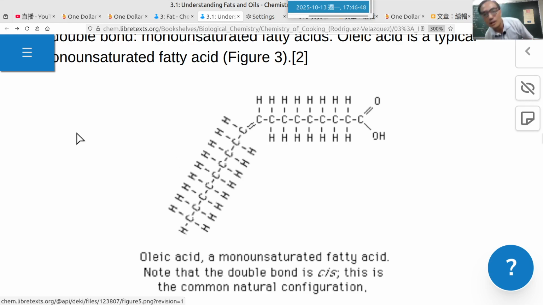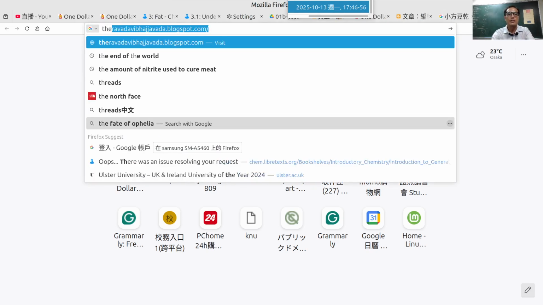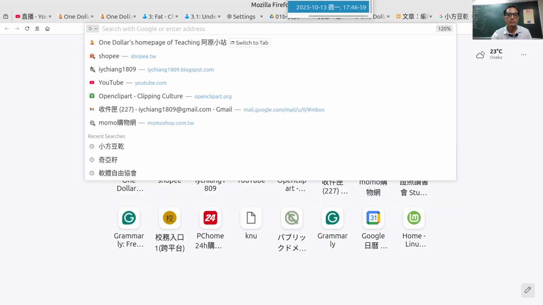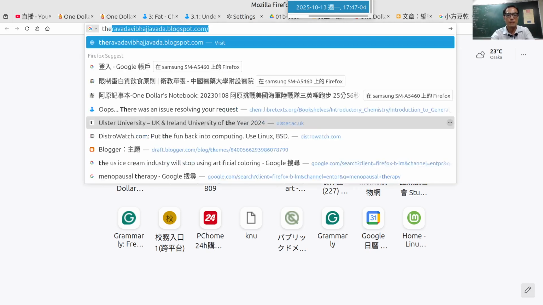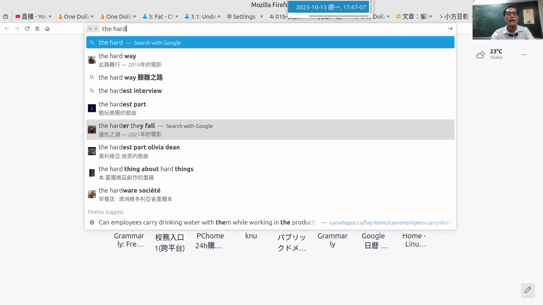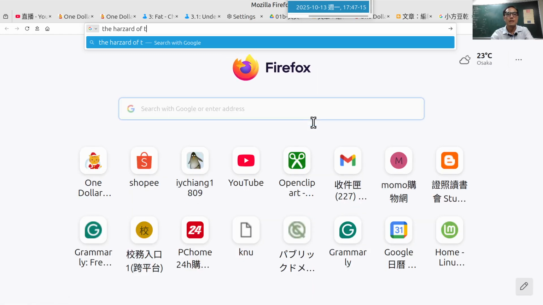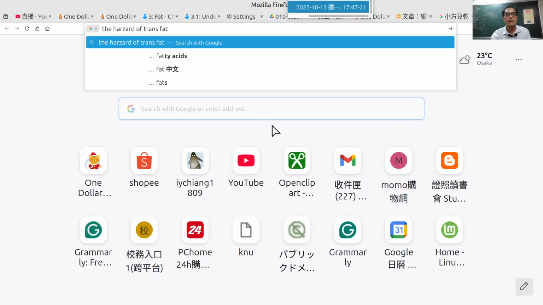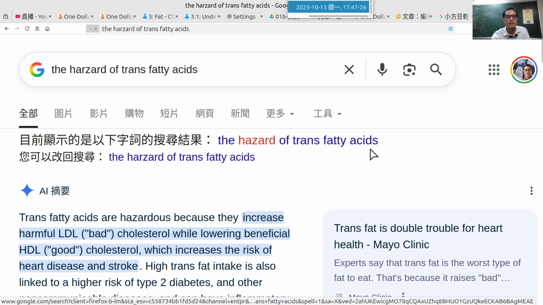For example, you can search the hazard of trans fatty acid. Hazard. Okay, I missed it, very sorry.